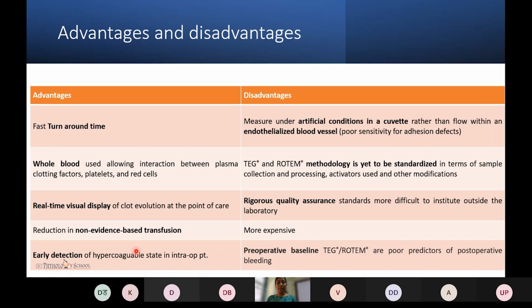The disadvantage being that it has poor sensitivity for adhesion defects, and both of these methods, TEG and ROTEM, are yet to be standardized in terms of sample collection, processing, activators, and other modifications. Because of this, it requires rigorous quality assurance standards. And cost being the major problem, it's really expensive, and the preoperative baseline titers for both of these techniques are not very sensitive for post-op patients.